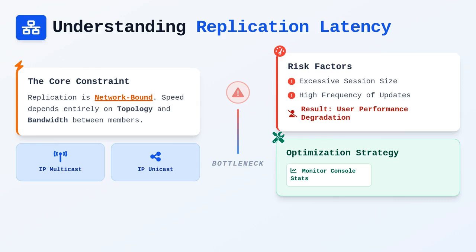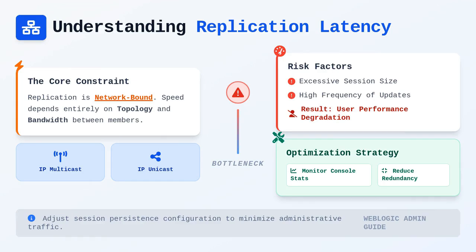Administrators often need to monitor the replication statistics provided in the WebLogic console to identify bottlenecks in these pipelines. Optimizing the network payload involves assessing whether there is redundant information being pushed to the secondary server and adjusting the session persistence configuration accordingly to minimize administrative traffic.